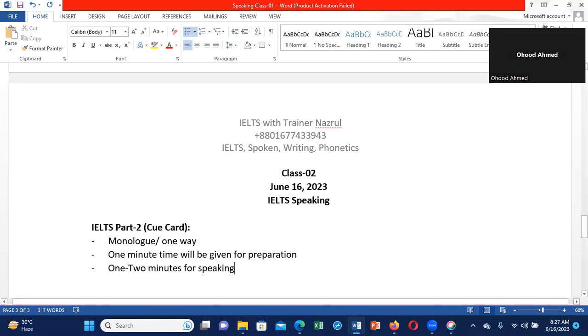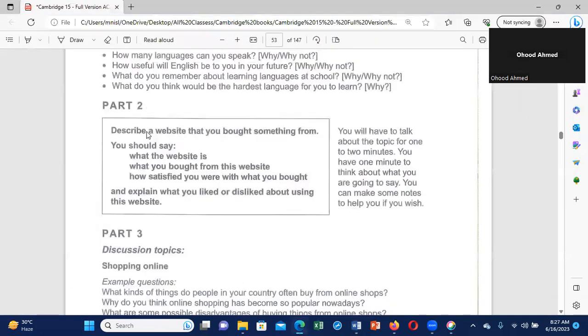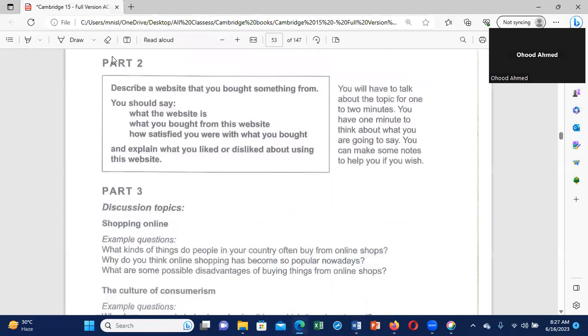Now my question is, do you know how it actually looks like? Let me show you one of the sample questions from the previous books. Part one is over, then part two. Is the screen visible? Okay, just see part two. What's written? Describe a website that you bought something from. You should say what the website is, what you bought from this website, how satisfied you were with what you bought, and explain what you liked or disliked about using this website. This is the cue card.